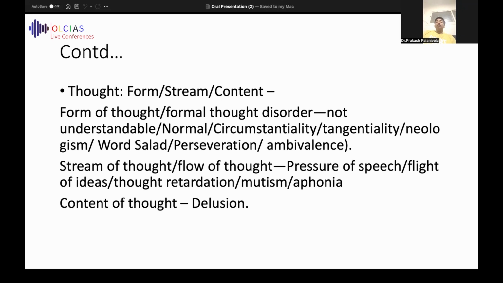So we can assess thought retardation, because the patient is not getting thoughts, so the patient cannot speak out well. Complete absence of speech is mutism. If the patient speaks but no sound is produced, it may be aphonia. And we can also assess delusion in the content of thoughts. Delusion is a false, fixed, unshakable belief, irrespective of their sociocultural factors. So that's a delusion. We can also assess it in the mental status assessment.